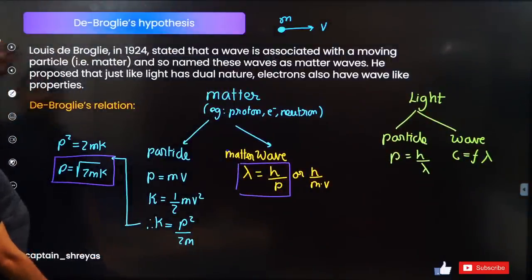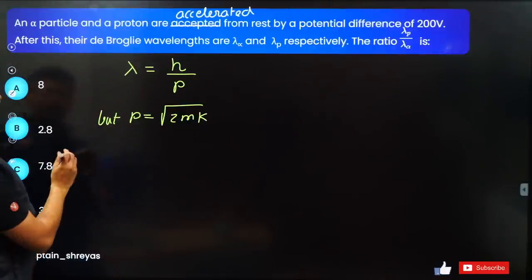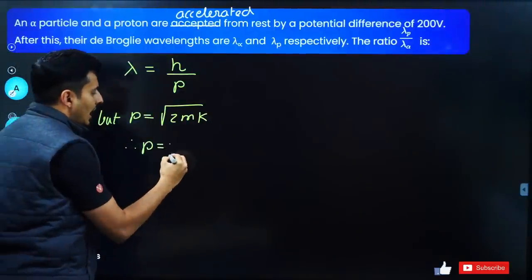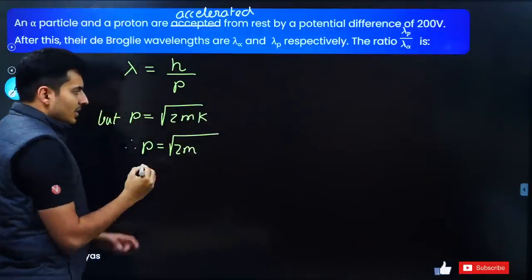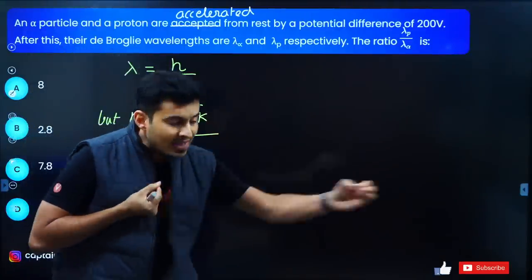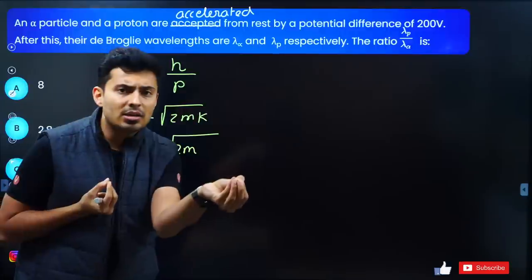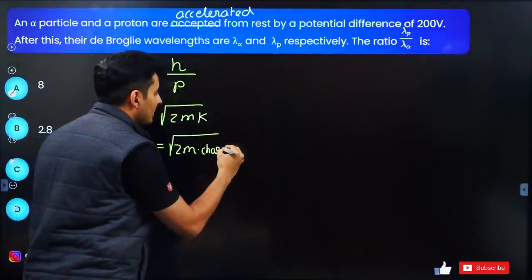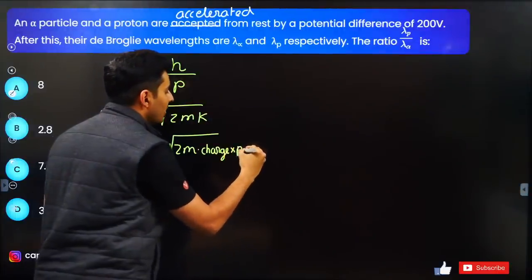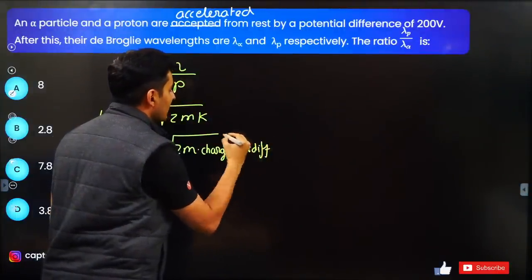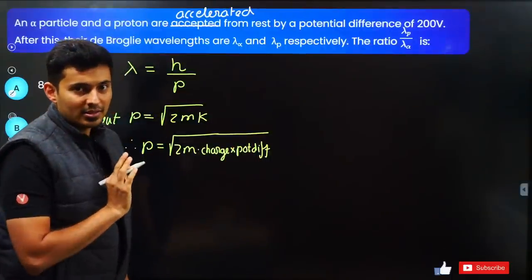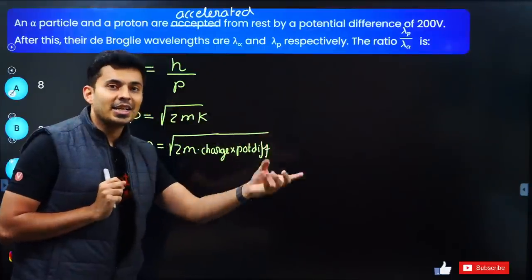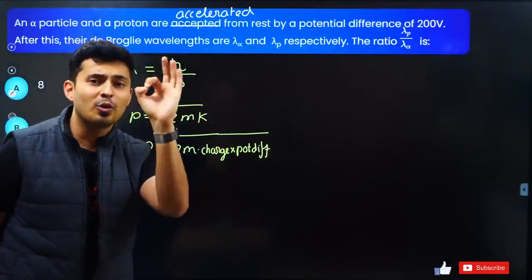So, since momentum is root 2mK, this K is the kinetic energy which it has got because of acceleration. When you accelerate a charge, the kinetic energy that it gets is always the charge multiplied by the potential difference. This is a standard formula from electrostatics. If you take 1 coulomb of charge and accelerate it by 1 volt, then the energy that it gains is 1 joule.